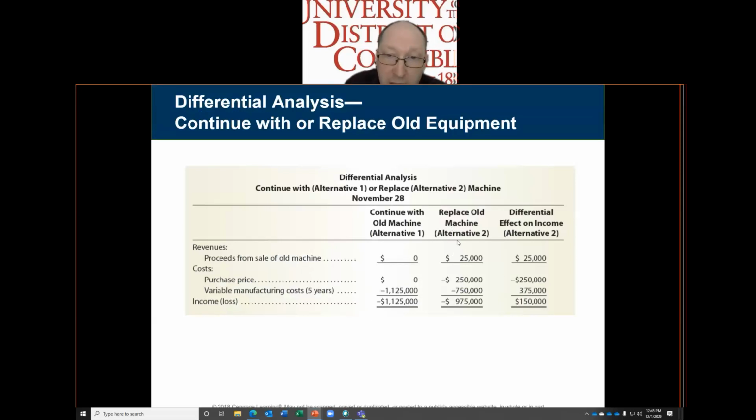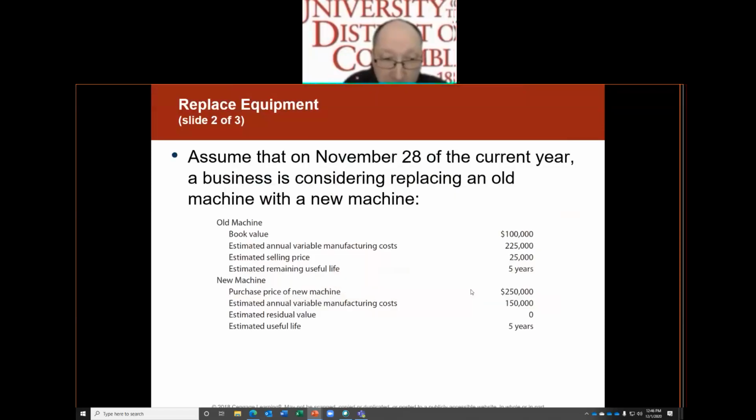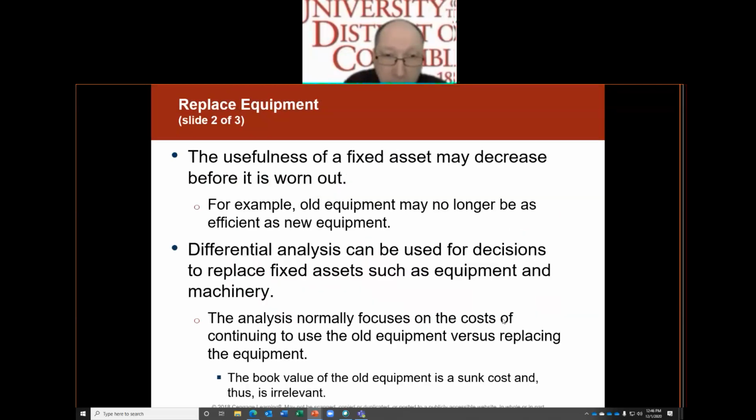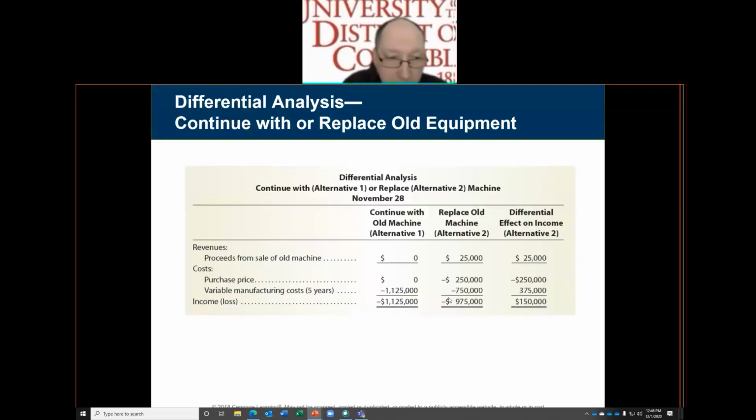To replace the machine, I would sell the old one for $25,000. The new one costs me $250,000. The variable cost for the 5 years is $750,000. How is it $750,000? You take your $150,000 times 5 years. Gets you to a net loss of $975,000.